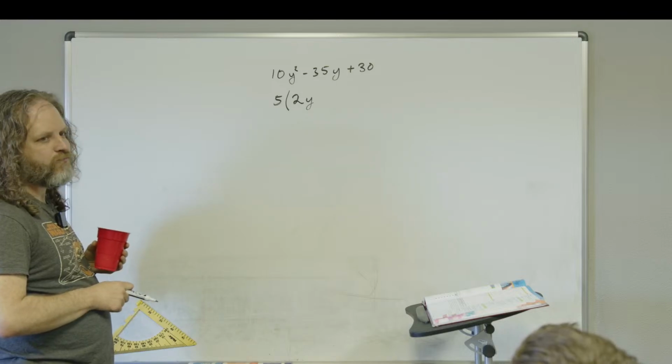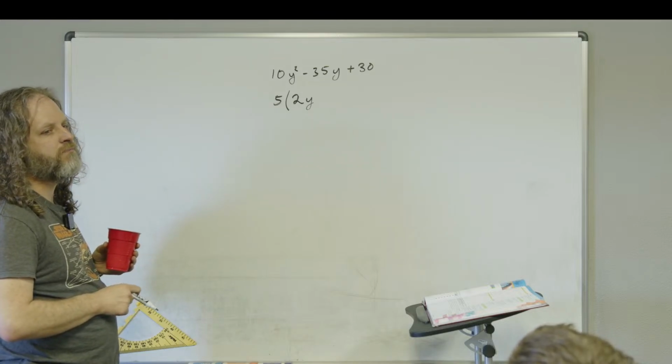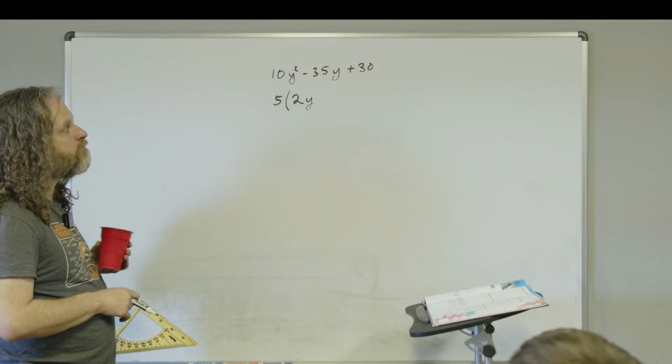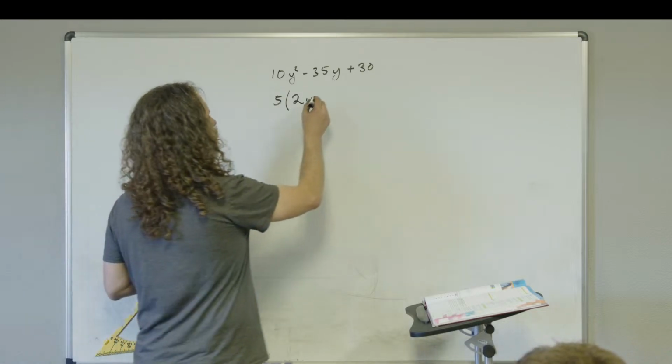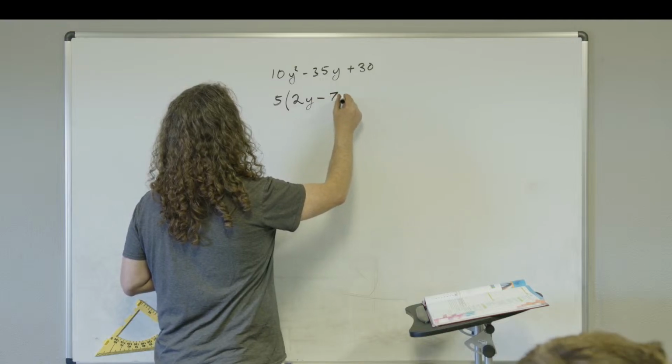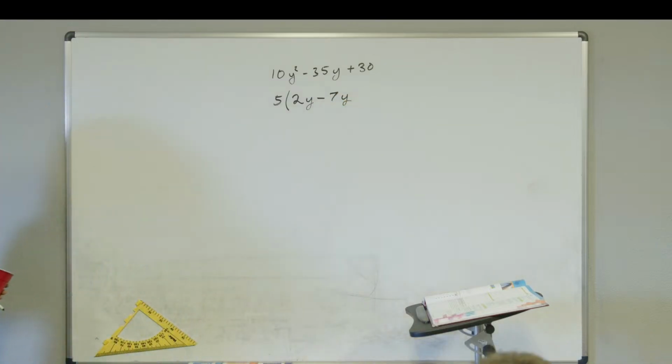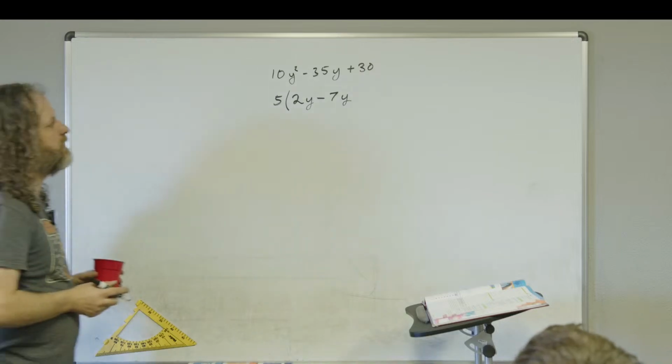Still no. It's 5. No, it's not. It's negative. Yeah, it is -7. Another good one. And then what? 6. Plus 6.